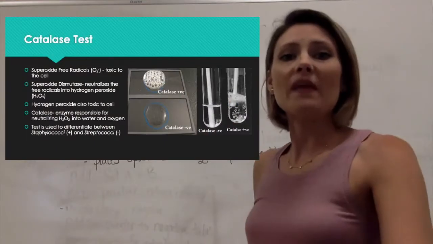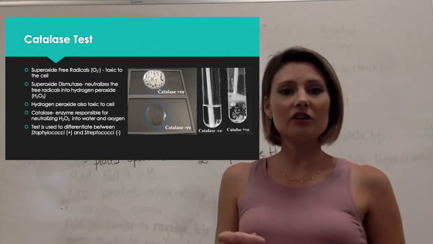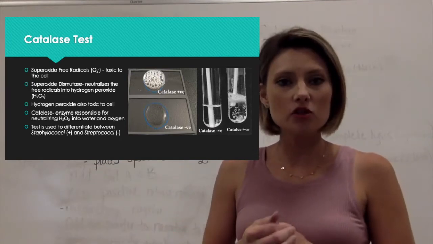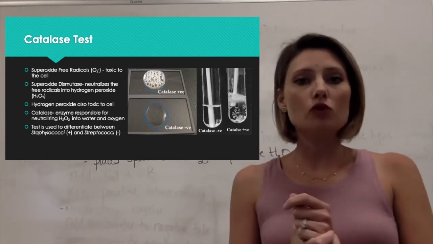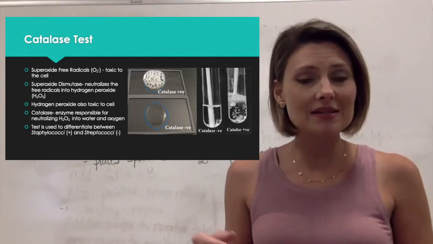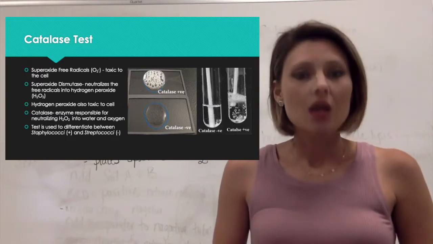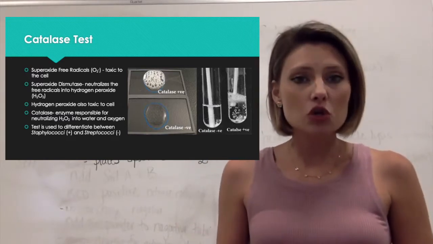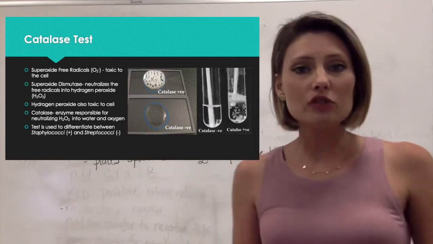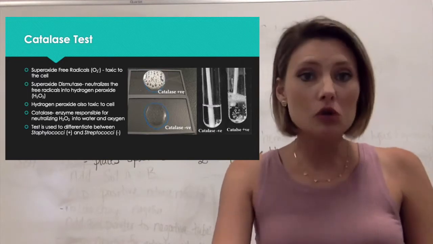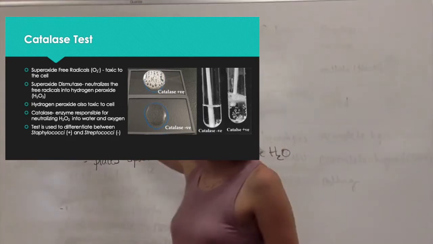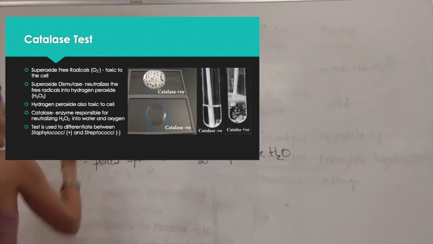So the catalase test, again, is looking for respiration. And during normal respiration with oxygen as a terminal electron acceptor, there are things called superoxide free radicals that are formed. Now, these are normal intermediates that are formed in respiration. However, they are toxic to the cell. So the cell has to have some way of dealing with the superoxide free radicals. To do that, it produces an enzyme. The first enzyme that it produces is superoxide dismutase.